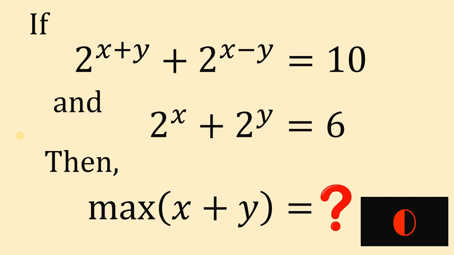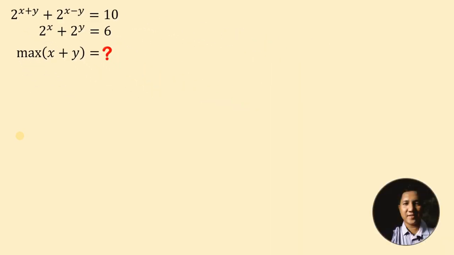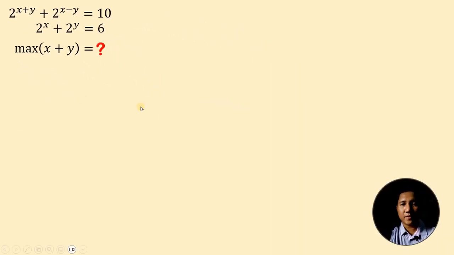And now, let's answer this question together. Our goal here is to find the maximum sum of x and y, given that 2 raised to x plus y plus 2 raised to x minus y equals 10 and 2 raised to x plus 2 raised to y equals 6. So, let's begin.